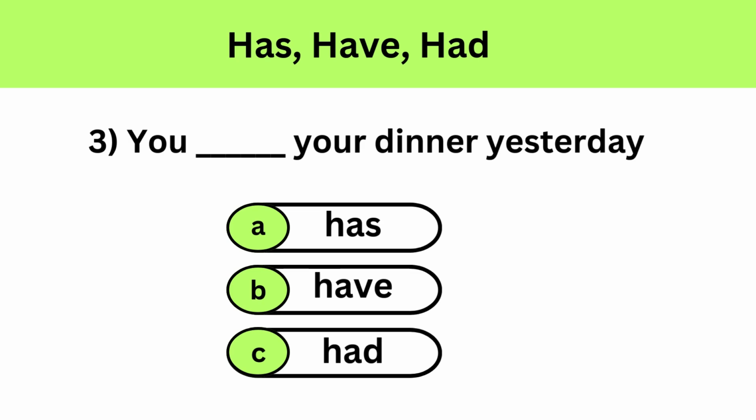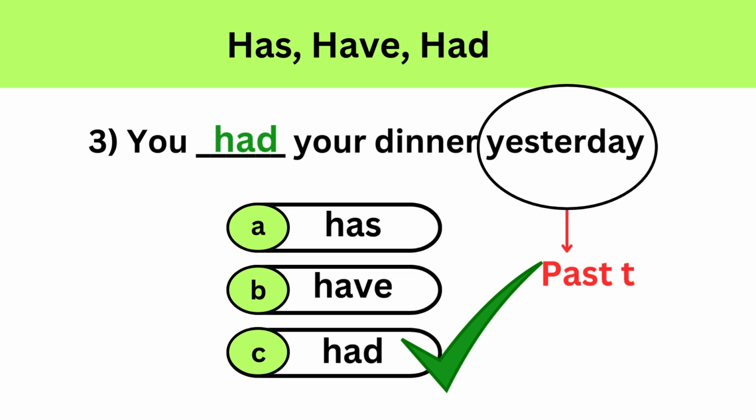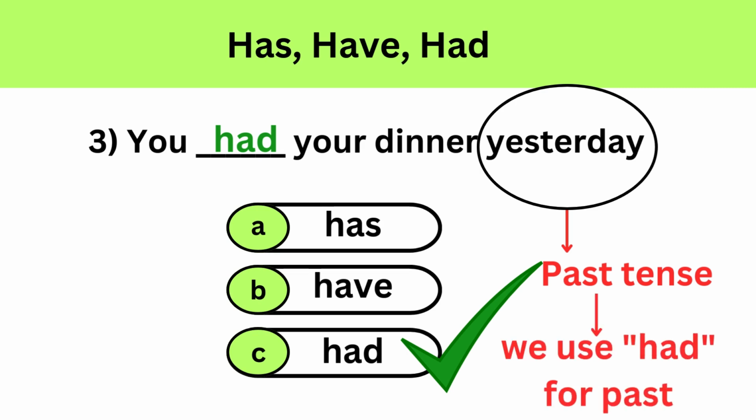Question number 3. You dash your dinner yesterday. Option C. Had. You had your dinner yesterday. Since yesterday refers to the past, we use had for past events instead of have or has.